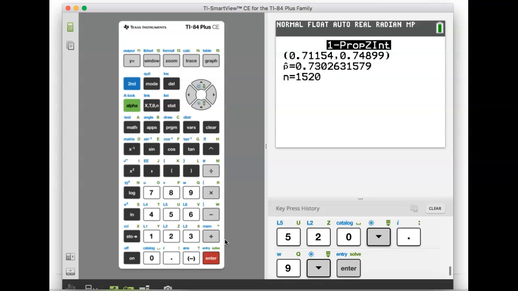So you're 100% allowed to just use your calculator, but just like before, you need to tell me what the label was. This is a one prop Z interval, or a one sample Z interval for proportions if you want to be wordy about it. And then you just need to tell me what the inputs were. So what's x, what's n, and what confidence level. Does that make sense? Okay.